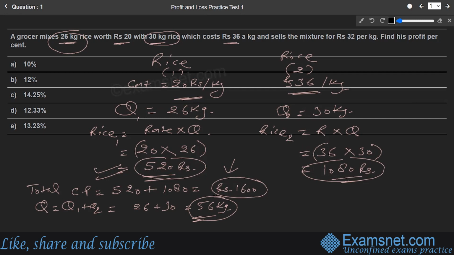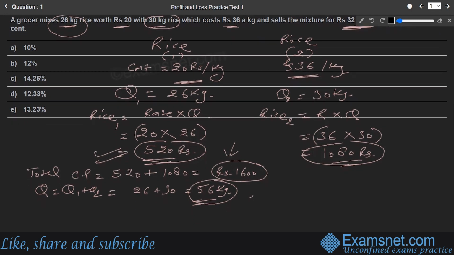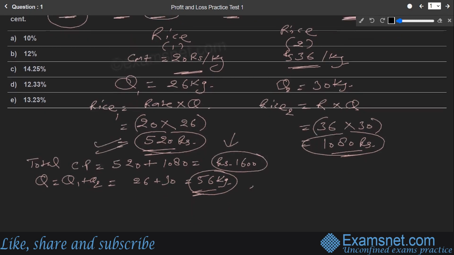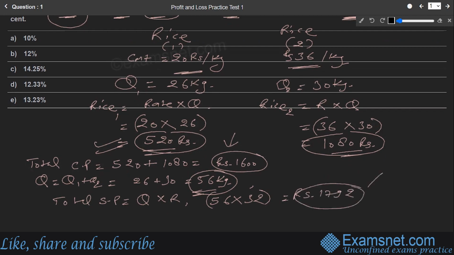Now they are saying that he is selling this mixture at the rate of 32 rupees per kg. So let us find out the total selling price. Again the same thing, the quantity into the rate. The quantity of the mixture is 56, into the rate of 32 rupees per kg. If you multiply this together, it reaches rupees 1792. So rupees 1792 is the total selling price, and rupees 1600 is the total cost price.